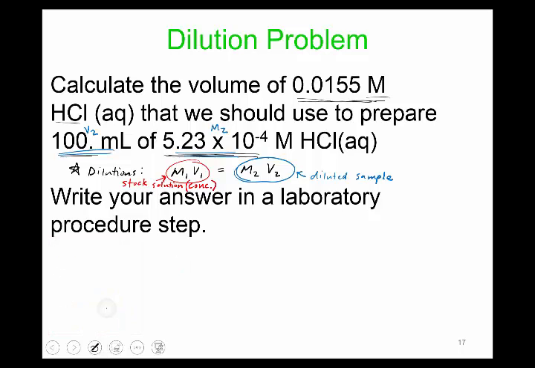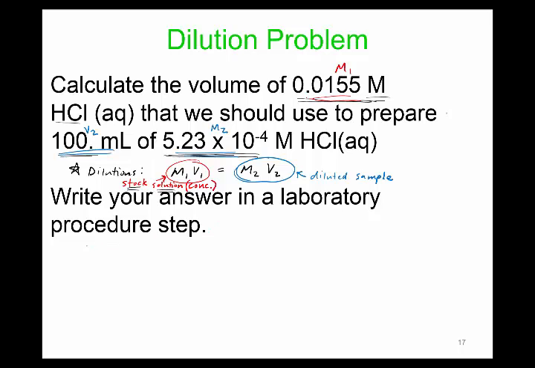So let's try to color code this. This is M1 here. And so basically you're solving for V1. But it's not as simple as that. Let me show you what you're actually solving for in V1. V1 represents the amount of stock to use, so it doesn't describe how much water to use. For that, you're going to have to subtract. So I'll show you what I mean.